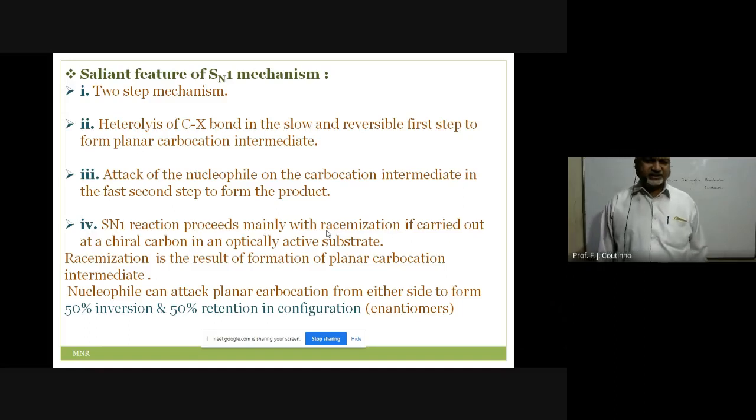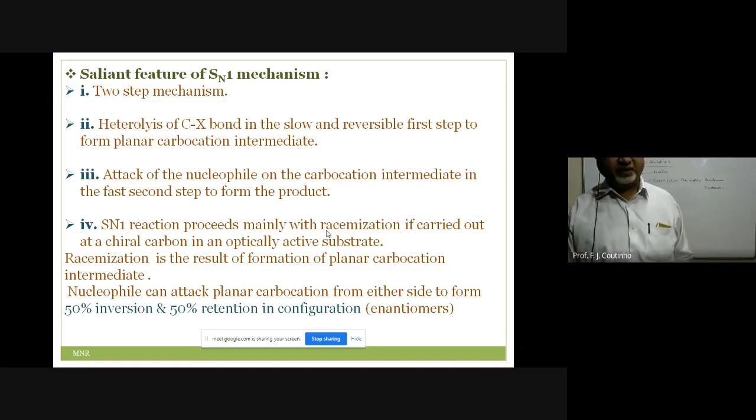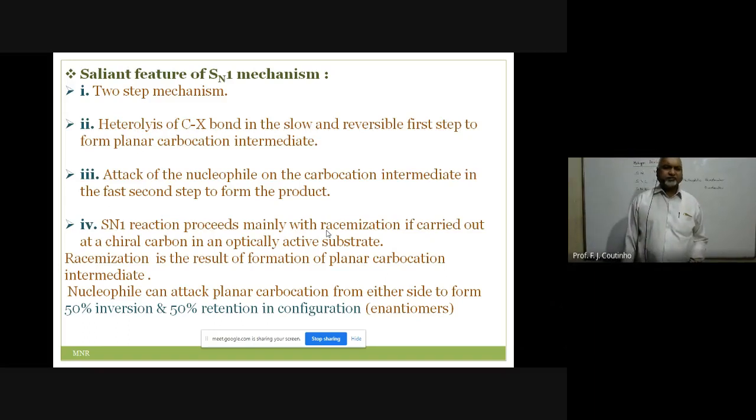Secondly, it is a heterolysis. How is the bond breaking? Heterolysis of the carbon to halogen bond is a slow step and also reversible. So the first step forms a planar carbocation intermediate. Very important: planar carbocation intermediate. The third is the attack of the nucleophile on the carbocation intermediate in the fast second step to form the product. It is a fast step, and finally a product is formed, that is tertiary butyl alcohol.